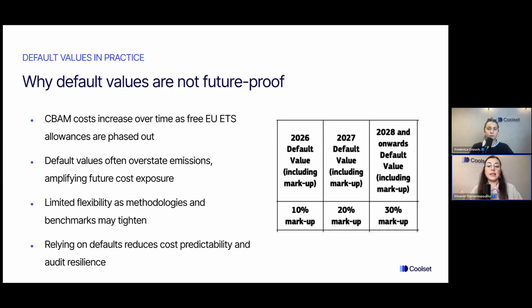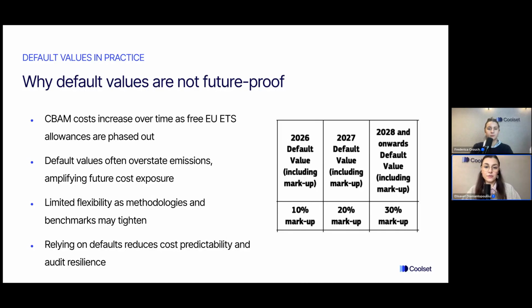By design, these values are made to overestimate your emissions, so using them long-term potentially will lead to higher costs for you. You start with a higher emissions baseline, and to add on top of this higher baseline, we have the markups that we talked about, which will keep increasing, and we can see on the right side of the slide, which is just a screenshot from the default values, that in 2026 we're going to have a 10% markup, but as we move forward in time, this markup will keep increasing. So the more you keep using your default values, the more you're going to have increased costs because of the default values.